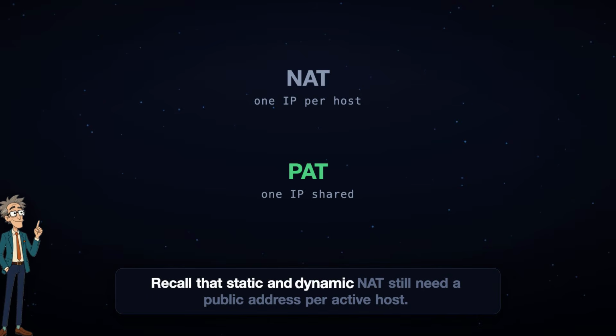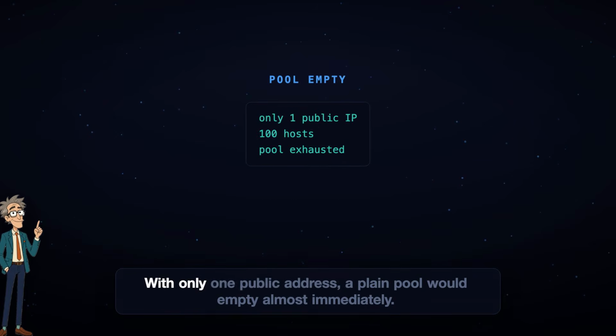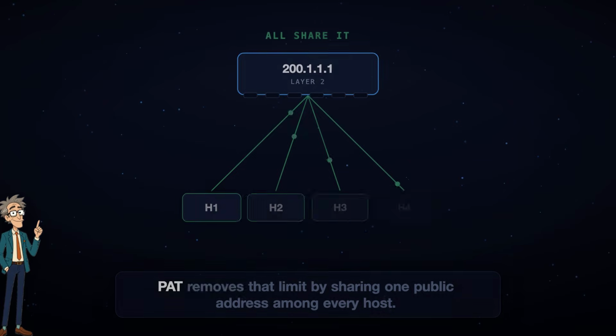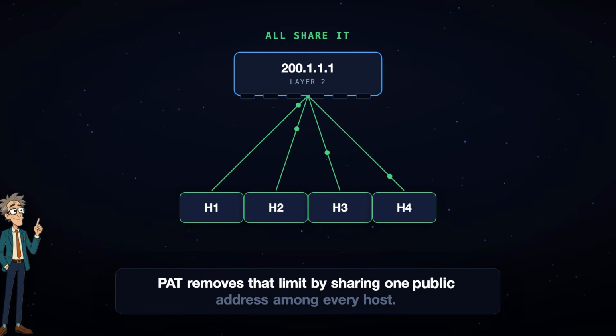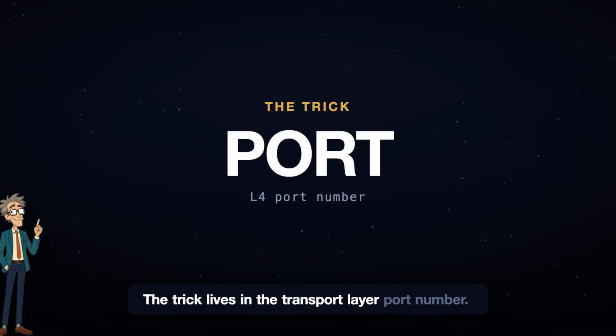Recall that static and dynamic NAT still need a public address per active host. With only one public address, a plain pool would empty almost immediately. PAT removes that limit by sharing one public address among every host. The trick lives in the transport layer port number.